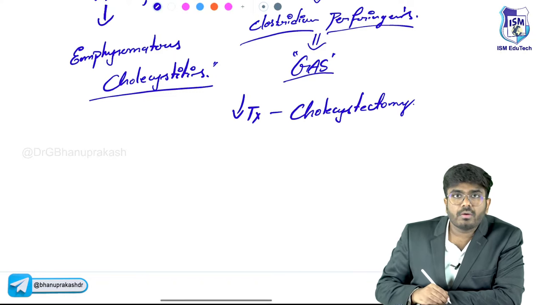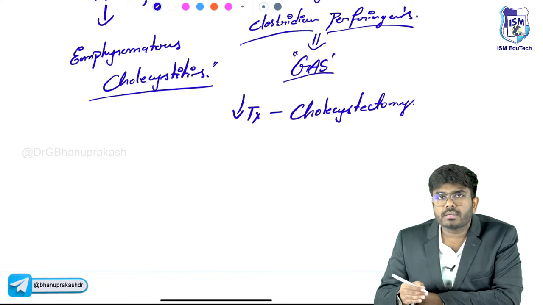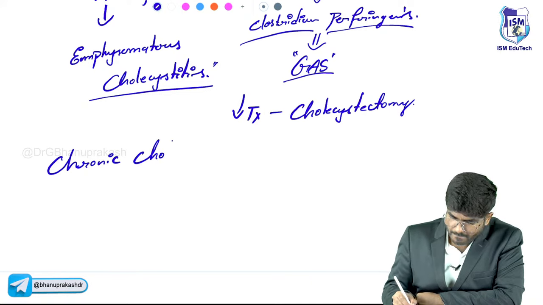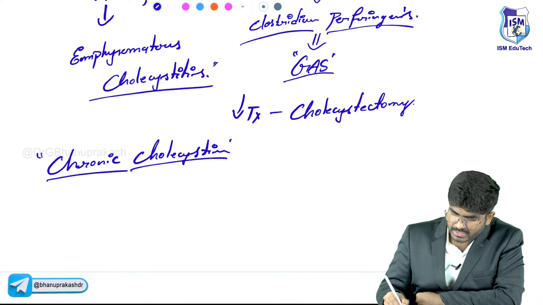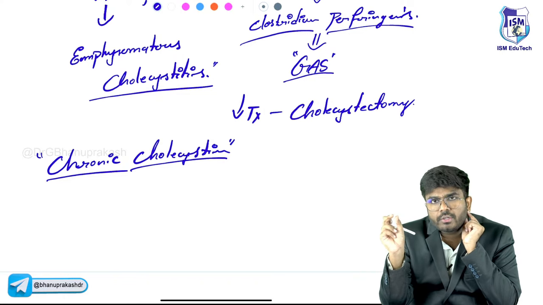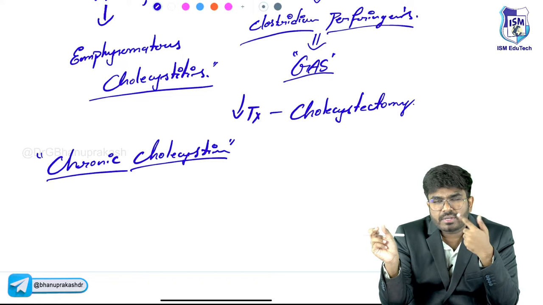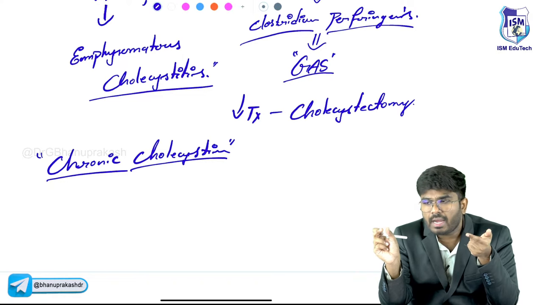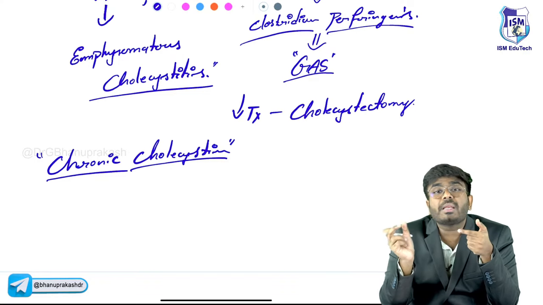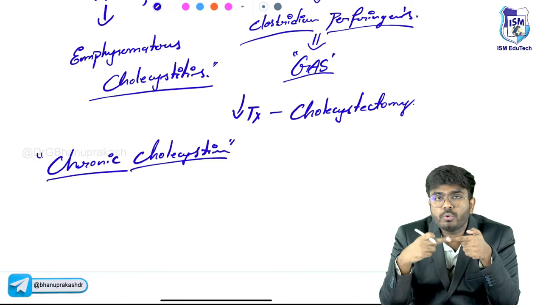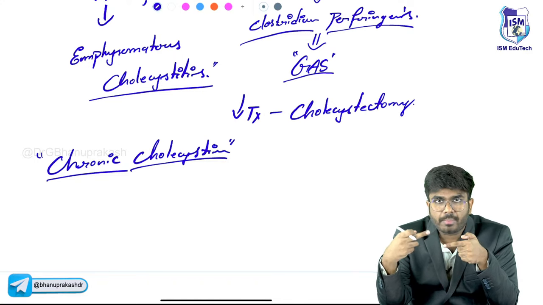Cholecystectomy. Now, what about chronic cholecystitis? What is chronic cholecystitis, sir? Imagine there is the gallbladder and the cystic duct. A stone goes into the cystic duct, causing inflammation in the gallbladder, and again it's coming back. A stone goes into the cystic duct, causing inflammation, and again it's coming back. So multiple repeated acute cholecystitis episodes are happening.